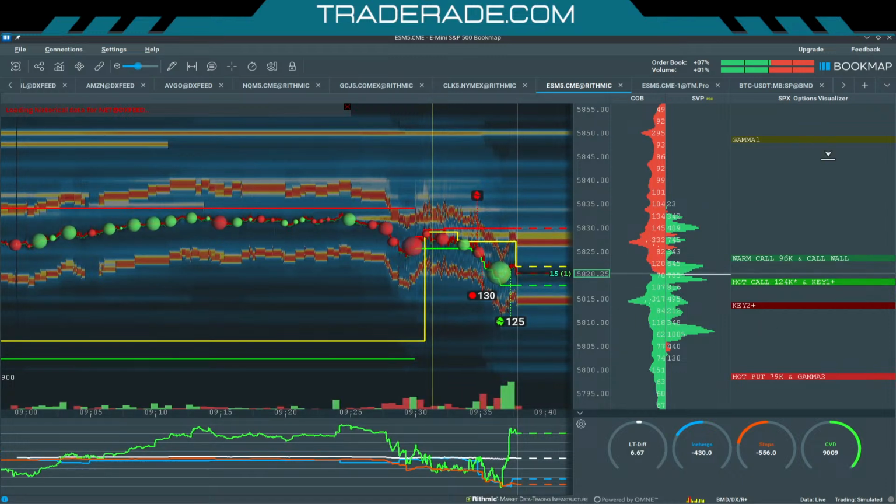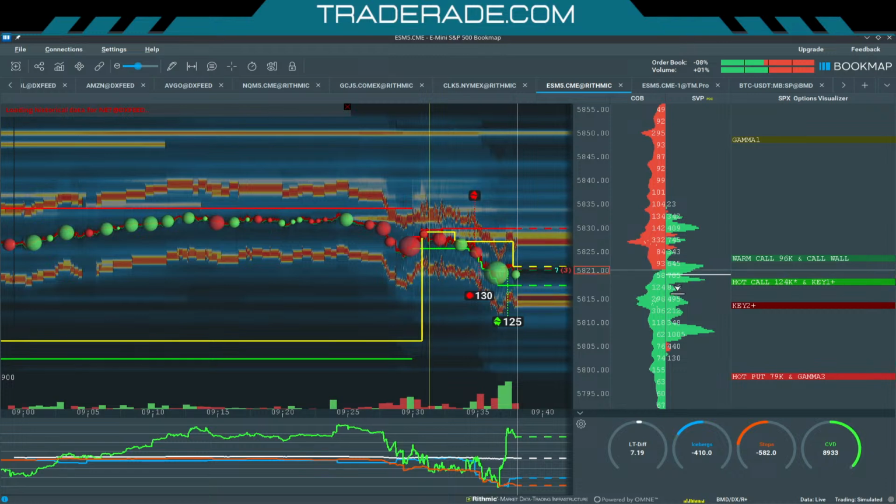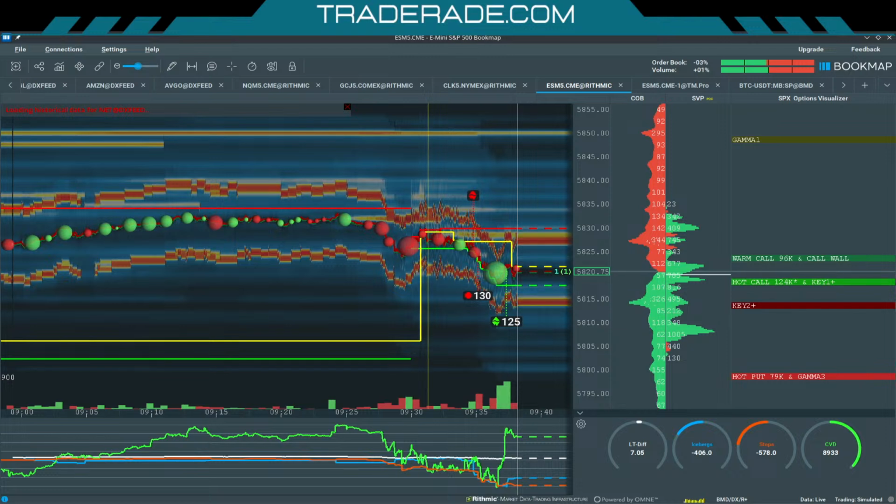We'll also get an update on some of the positioning levels across the S&P chain converted to ES levels using my SPX options visualizer tool. But yeah, just a bit of a pressure release off the open. We are now testing that 58.21 pivot that I was talking about. Again, if we do break below that and build acceptance, I think we have some room for continuation lower.